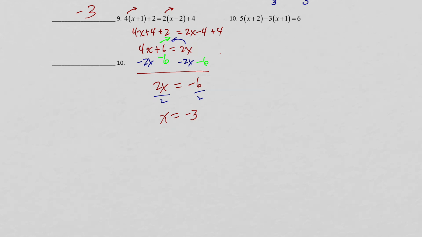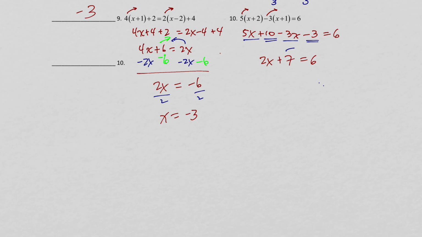I'm going to get rid of the parentheses by distributing the 5, and we'll get 5x plus 10. Now when we get rid of these, I'm not just distributing the 3, I'm distributing the negative along with it. So when I distribute the negative and the 3, I get negative 3x minus 3. Combining like terms, this and this combine to give me 2x, and this combine to give me a positive 7.